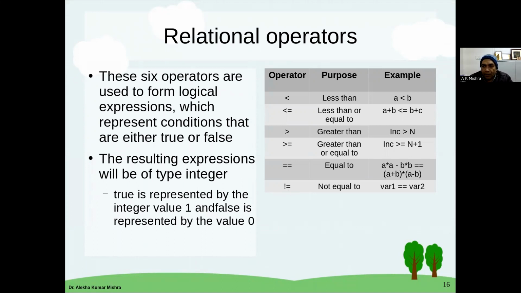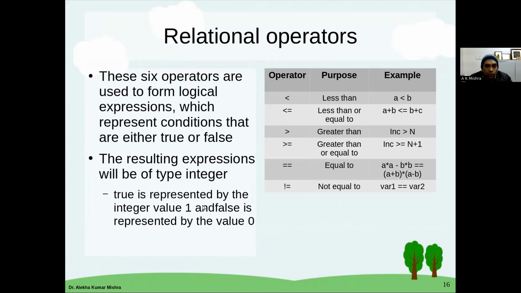Whether, if I say, I've given an example, a less than b, depends upon the value of a and b, whether it's going to be true or false. Means if I give a is equal to 10 and b is equal to 15, definitely 10 is less than 15, so this is true. So the resulting expression will be a true value.